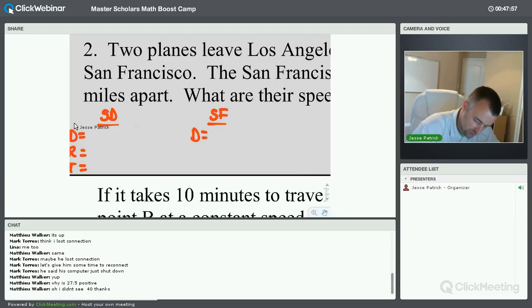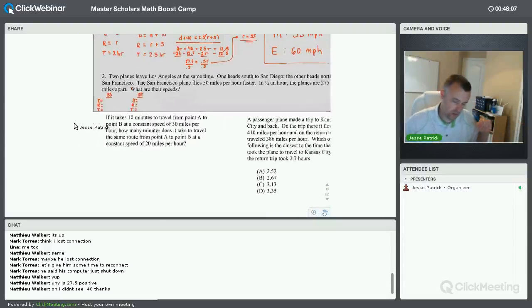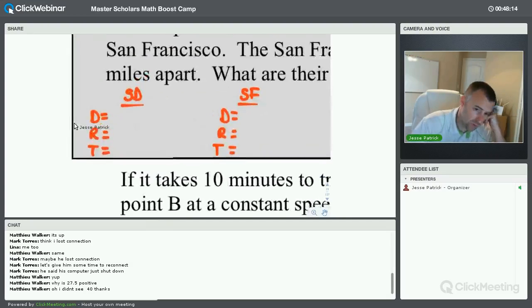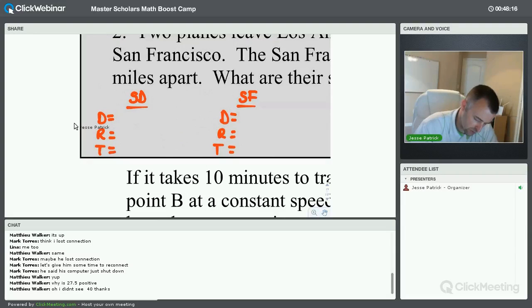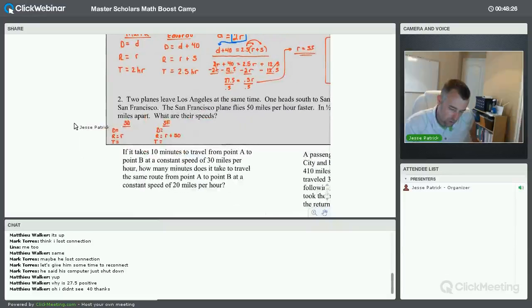I'm not going to read it twice. We kind of know what section we're in right now. Okay, so in this one, they're going in opposite directions. The San Francisco plane flies 50 miles per hour faster. So this is what we had before. It's going faster, so I'm going to call this R for San Diego, but this would be R plus 50. So whatever my rate is, it's 50 miles an hour faster for San Francisco.